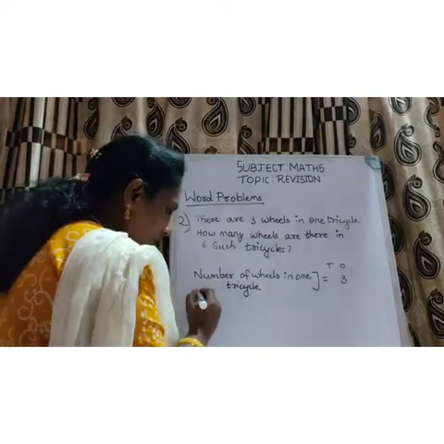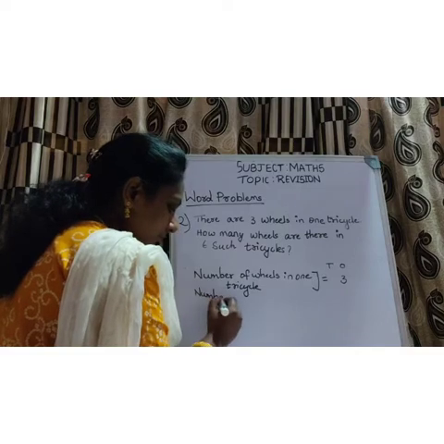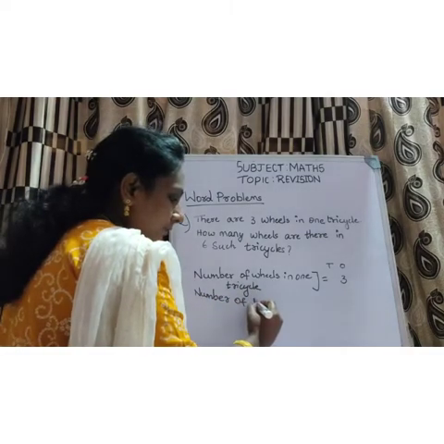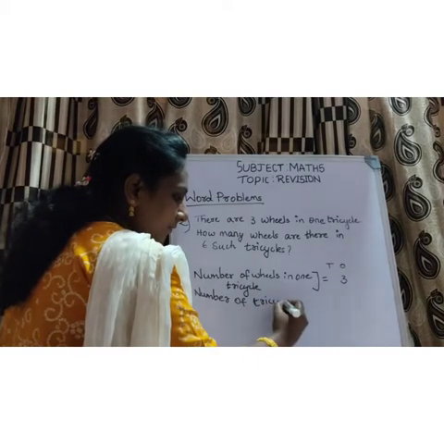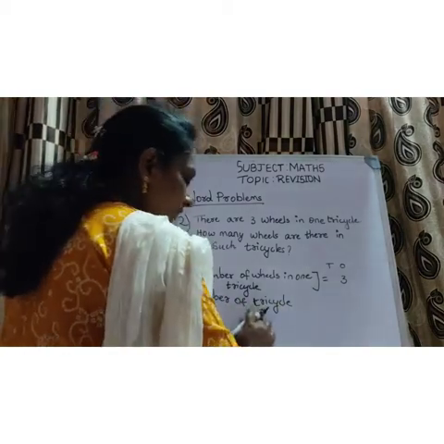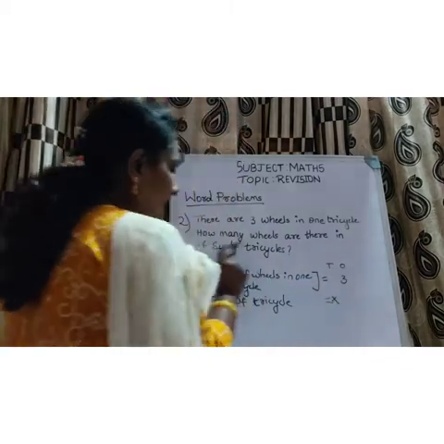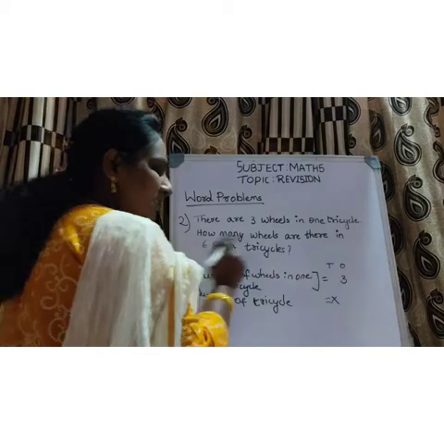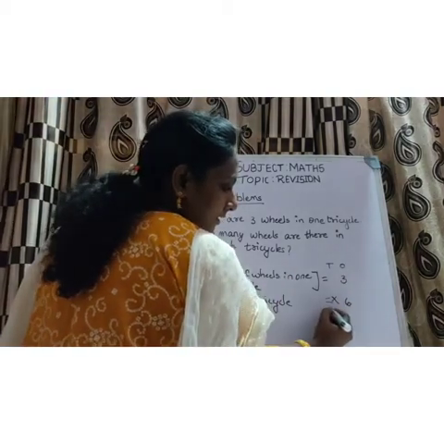So the next statement you should write is number of tricycles. Tri means 3, right? Tricycles. Number of tricycles equals how much? How many tricycles are there, children? 6 tricycles are there. So write below 3, 6.